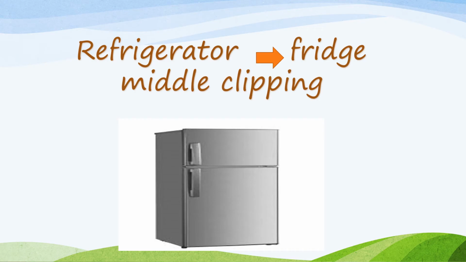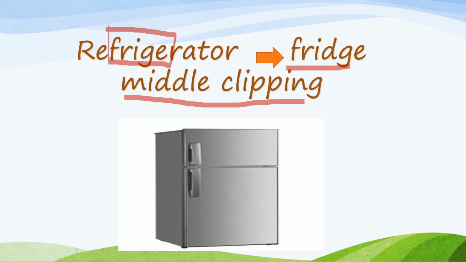Now, another example is refrigerator. What is the type of clipping used to shorten or reduce the word refrigerator? It's middle clipping, because only the middle part of the word refrigerator remains. So the clipped word for refrigerator is fridge. Fridge means a piece of kitchen equipment which uses electricity to preserve food at a cold temperature.